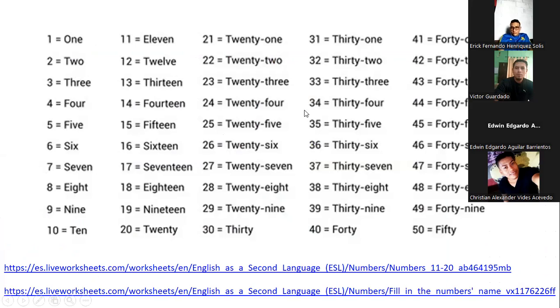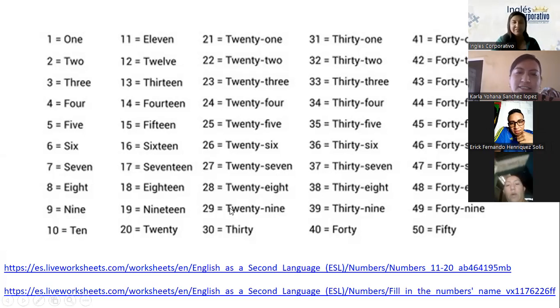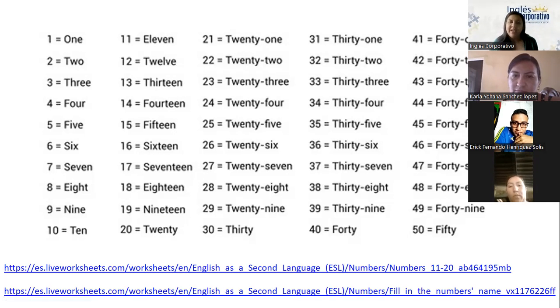Tal vez Eric, nos ayuda Eric, from 11 to 20. Just try. Eleven, 12, 13, 14, 15, 16, 17, 18, 19, and 20. Great, Eric. Good job. For the numbers from 11 to 20, for example 13, the emphasis is in the last syllable, teen, right?